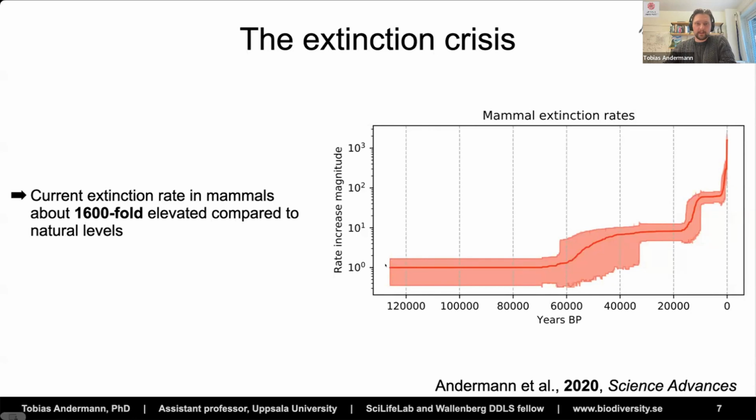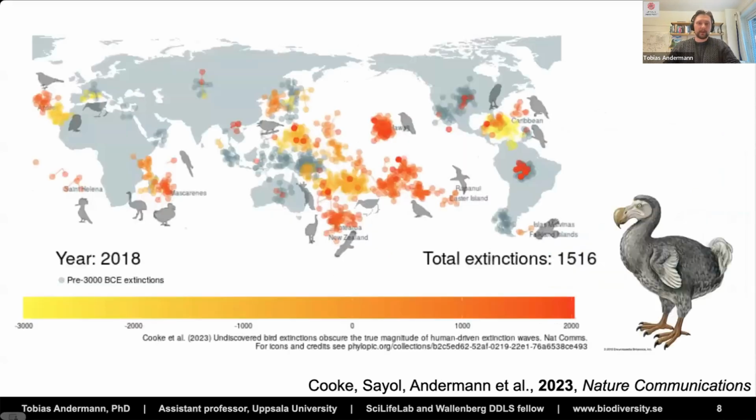And what we find is that the extinction rate throughout the last 120,000 years globally for mammals started here at around the baseline. And currently, so at the year 0, it is about 1,600-fold increased. So this is our estimate of how much faster the pace of extinction is happening right now compared to baseline extinction rates. This is only for mammals, and it's also only based on species that have gone extinct already. We have done a similar study that we published last year for birds globally.